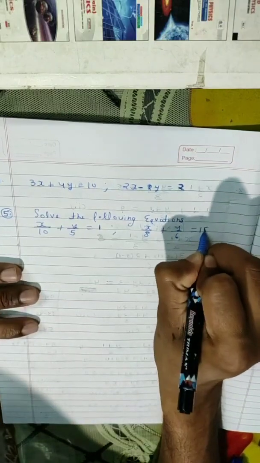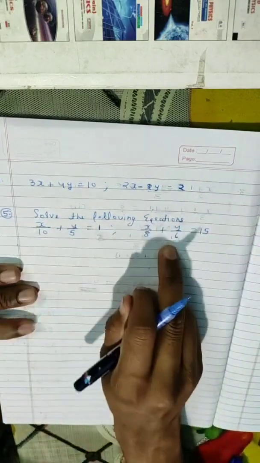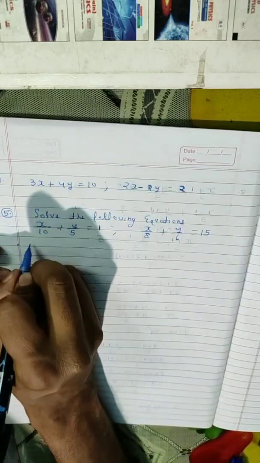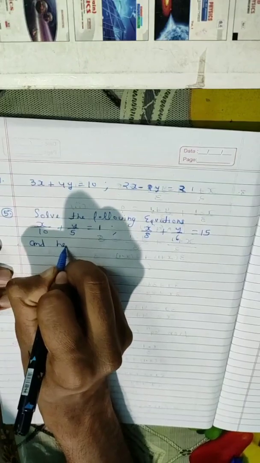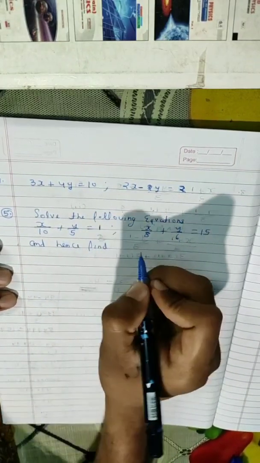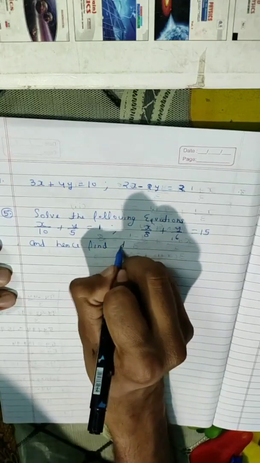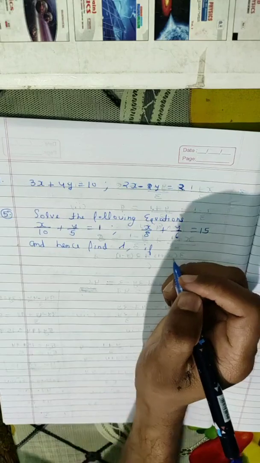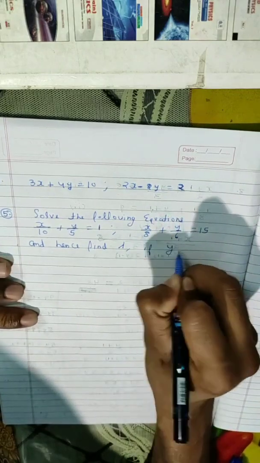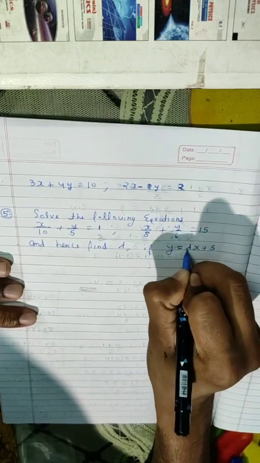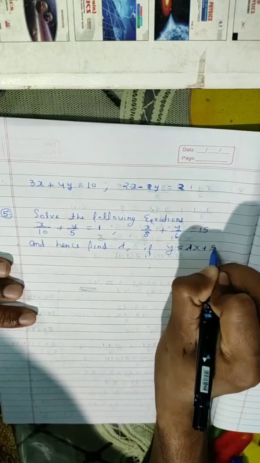So first of all we will solve these two equations. Solve the following equations and hence find the value of lambda, if y is equals to lambda x plus 5. So I just modified the question.